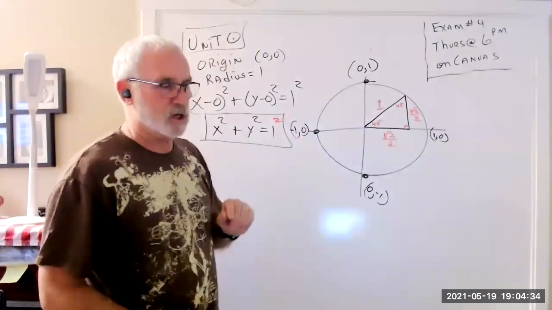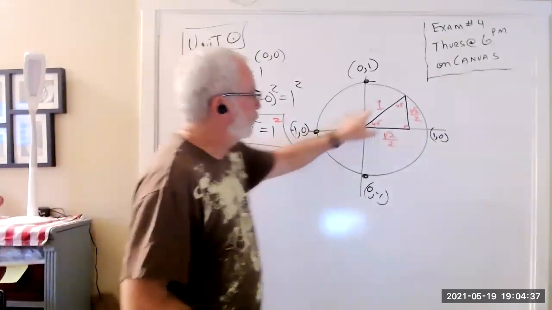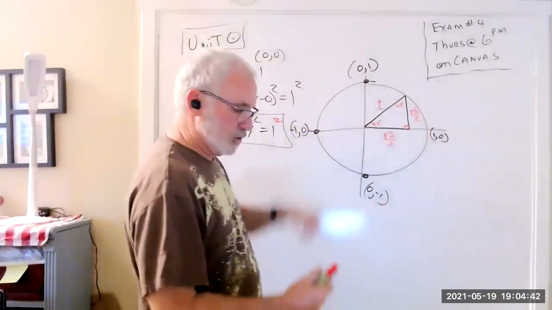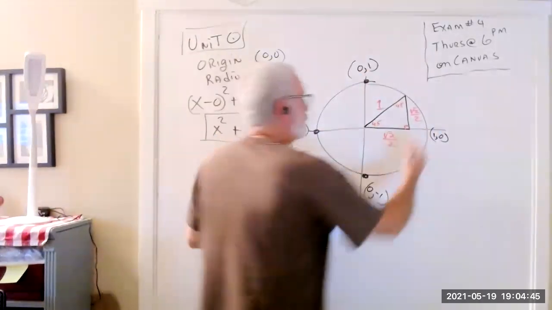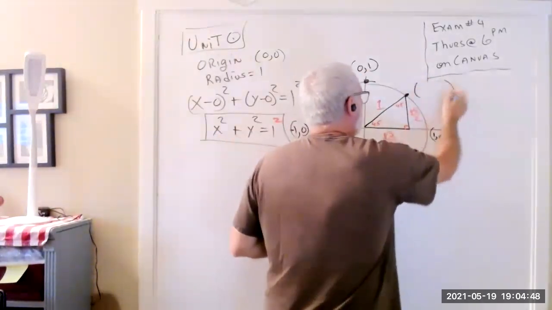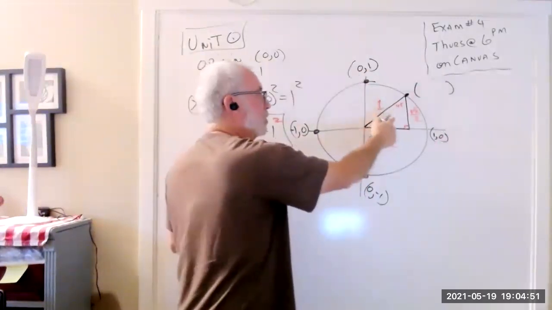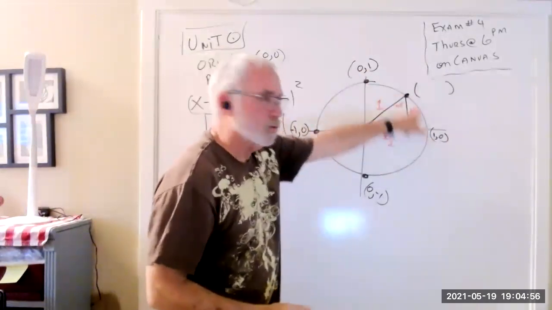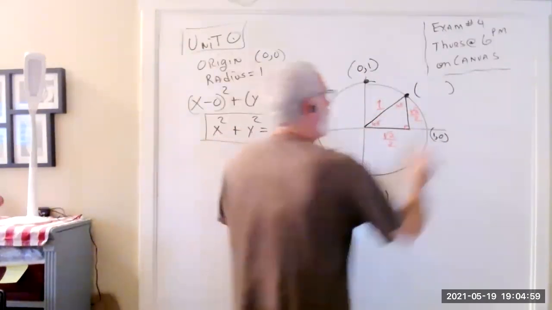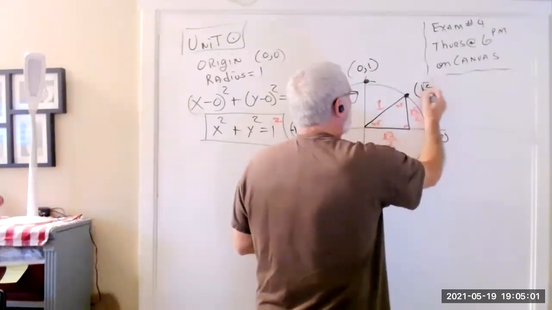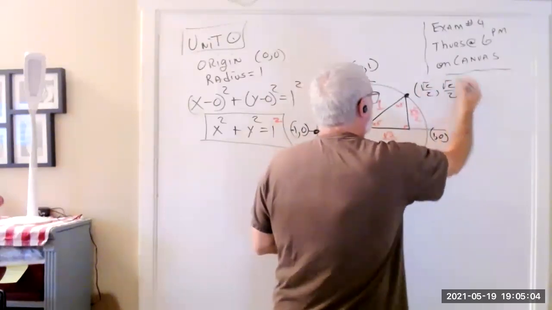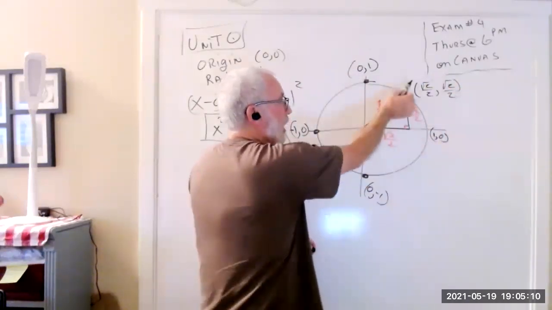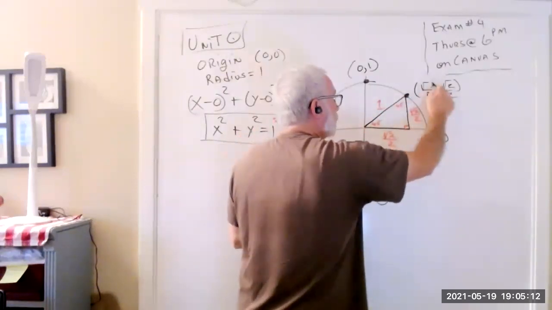Now, here's the magic. By putting this triangle on an XY axis, you have found the ordered pair at the point where the triangle touches the circle. That ordered pair is radical 2 over 2, comma, radical 2 over 2, because we went over X, up Y, and that gave us that ordered pair.